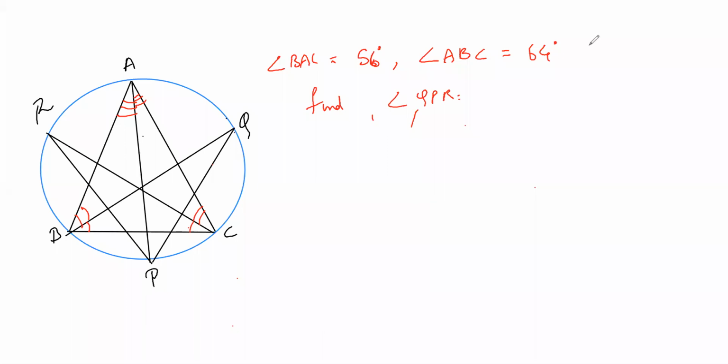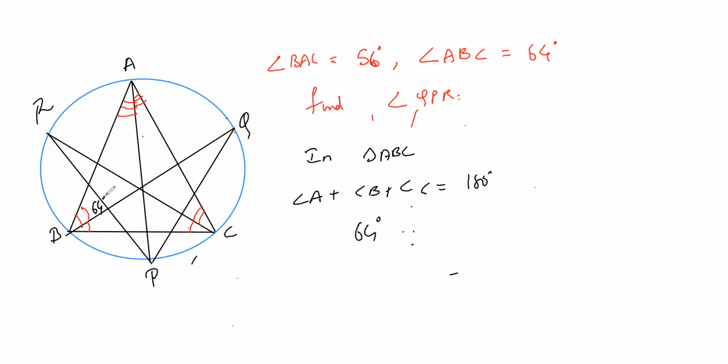So guys, let me first take triangle ABC. So in triangle ABC, we know angle A plus angle B plus angle C is equal to 180 degrees. Correct. And in ABC, angle B is given as what? 64 degrees. Angle ABC is 64. I'll write 64 degrees.